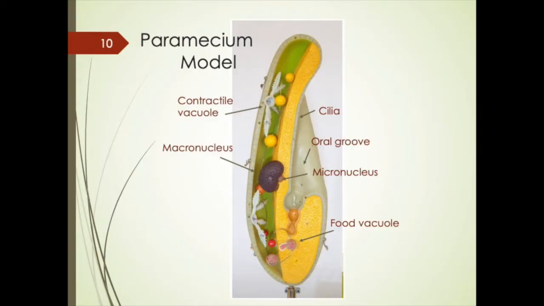And it is a heterotroph. Hetero meaning different. It gets its energy from a different area. Okay, so it has a food vacuole, it has a contractile vacuole, there's its micronucleus, it has a macronucleus.